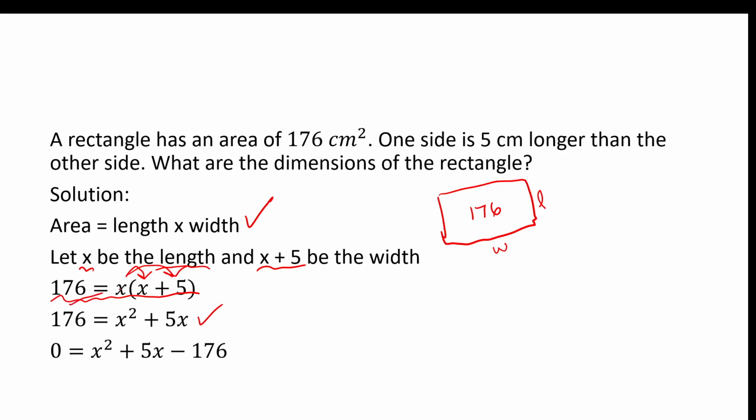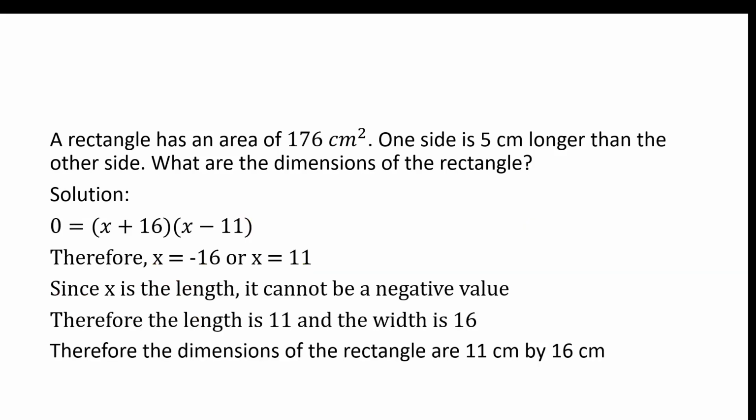And now we can bring that 176 over to the other side, and we can say 0 is equal to x squared plus 5x minus 176. Now, what we're going to do is see if we can think of two numbers that add to 5 and multiply to negative 176, or if we prefer, we can use the quadratic formula.